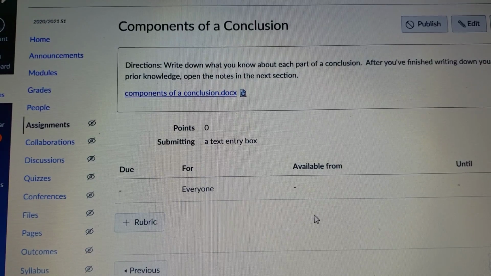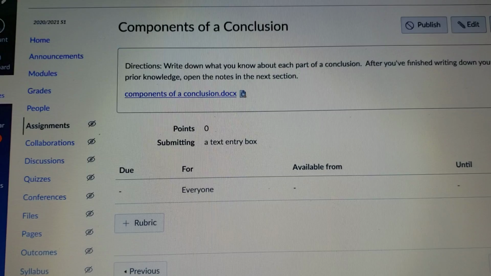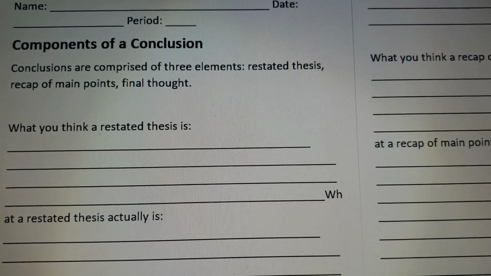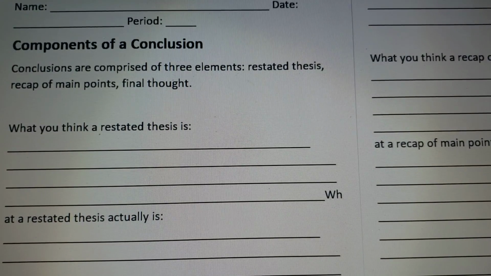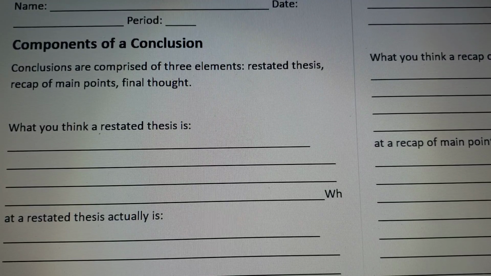And components of a conclusion is going to look just like the notes that we took for introduction and for the body paragraphs. So when you get to this screen, all I really need you to do is fill out that first part. There's three parts to a conclusion: a restated thesis, a recap of the main points, and then a final thought. So all that I really need you to do is just tell me what you know. Bring your prior knowledge here and tell me what you know about a restated thesis or what you think it is. And same thing for recap of main points. That's pretty much all that you need to do here.